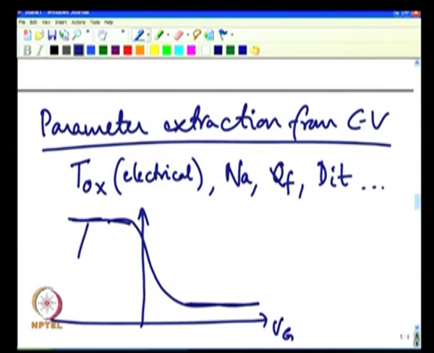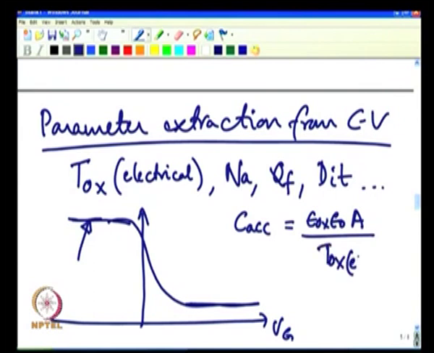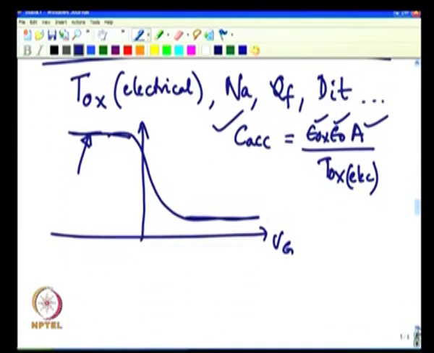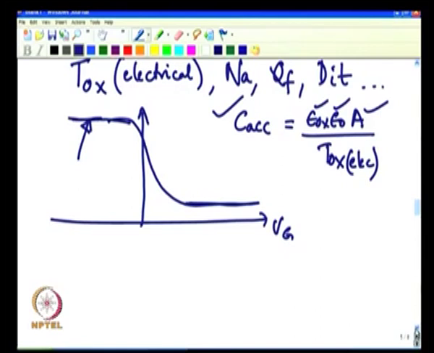Now fine, so what you do first is that you look at this value, accumulation capacitance, and you say that this accumulation capacitance is essentially due to oxide capacitance. And you say that this is epsilon naught, the area of the capacitor that you have built, and T ox electrical, T ox electrical extracted in the accumulation region. So hence you could extract your oxide thickness. Once you have the oxide thickness, then you can go back to this minimum capacitance, C minimum.